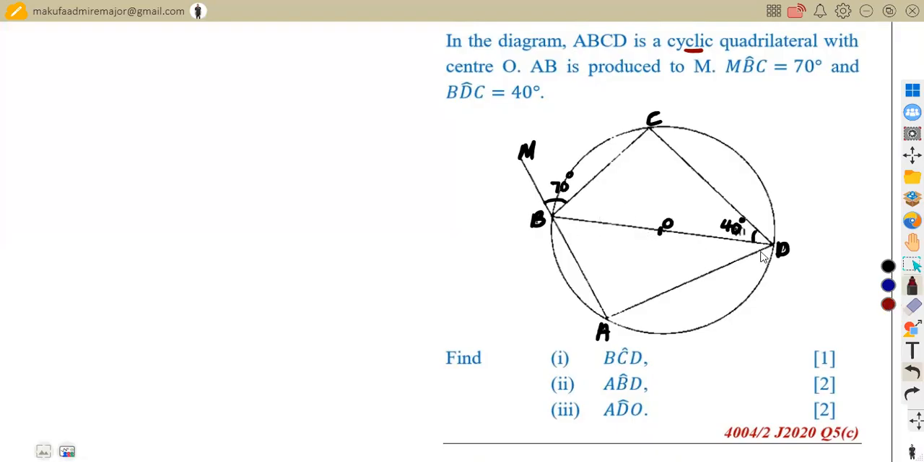So you know that definitely there's a diameter. A diameter here is going to subtend an angle of what? 90 degrees at the circumference. So we know that this angle is going to be 90. Also, the diameter is subtending the angle at C, which is going to be 90 degrees.